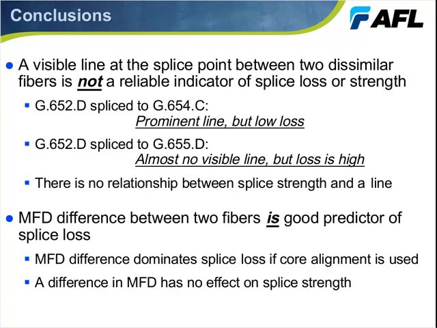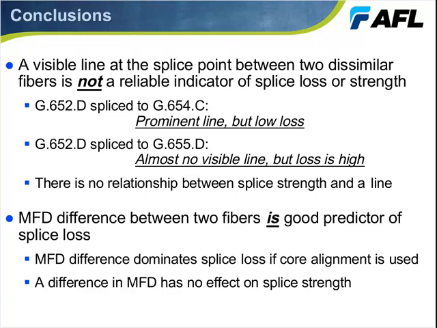So whereas with a typical 652D to 652D fiber splice, with a really good core alignment fusion splicer, our average splice loss might be in the 0.01 dB range, with occasional splice losses of 0.02, 0.03. We're going to be a little higher anytime we're splicing a 657 of almost any type to a 652D.